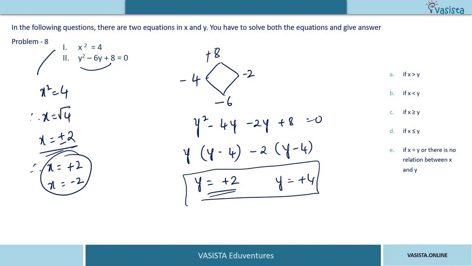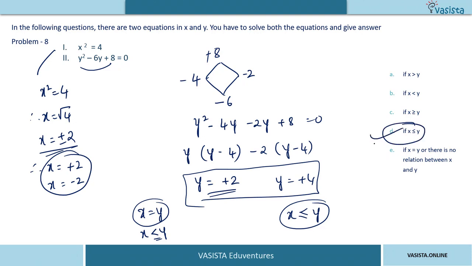Here, this is the 8th one. So we can find out x = 2 or -2 and y = 2 or 4. That is, x is equal to y in one case and x is less than y in the other. So which means x is less than or equal to y. This is the answer here: x is less than or equal to y. Option D is the right one.